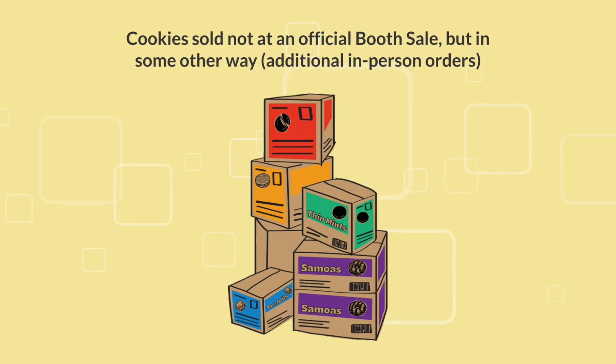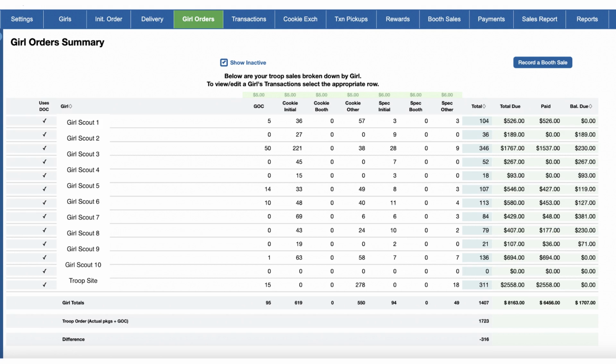I'll now show how to allocate the cookies sold in person, not at a booth sale, but in some other way, additional in-person orders. Go to the Girl Orders tab and take a look at the numbers on the bottom of your screen. Girl Totals is the amount of packages that have been allocated to your girls so far. Troop Order is the total amount of packages your troop owns. Difference is the difference between those first two numbers. This is the amount of packages you still need to allocate.